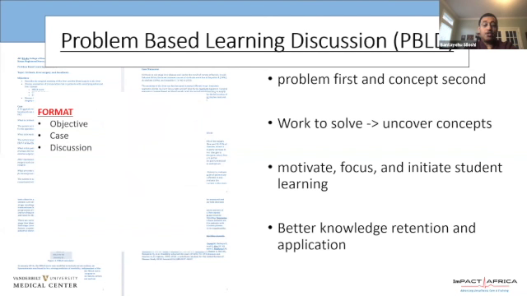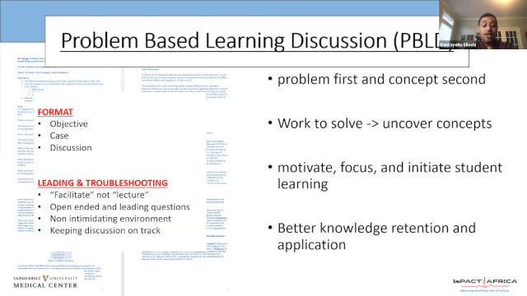So as someone who's going to prepare problem-based discussion, do remember that you need to have clear objectives. As you're creating your case, remember to have it unfold from open-ended questions to more directed questions so that you can guide your students through the course. And then at the end of the session, you want to provide them discussions or with the answers so that they know what the take-home message will be. And then we also covered how to lead and how to troubleshoot.